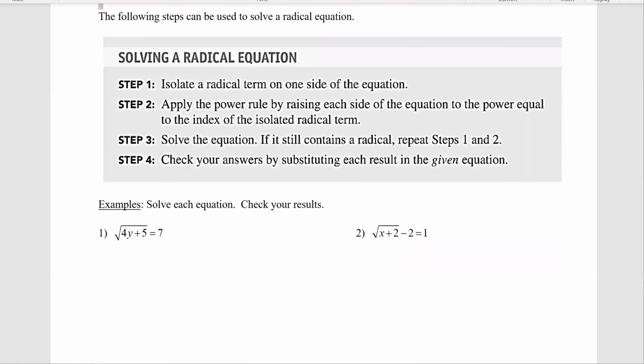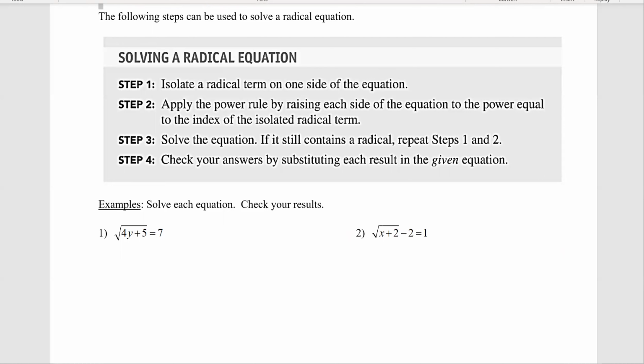Here are the steps for solving a radical equation. Step 1, isolate the radical term on one side of the equation. Step 2, apply the power rule for raising each side of the equation to the power equal to the index of the isolated radical term. Step 3, solve the equation. Step 4, check your answers by substituting each result in the given equation. All right, let's get started.